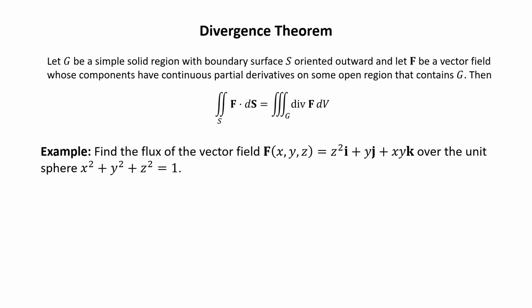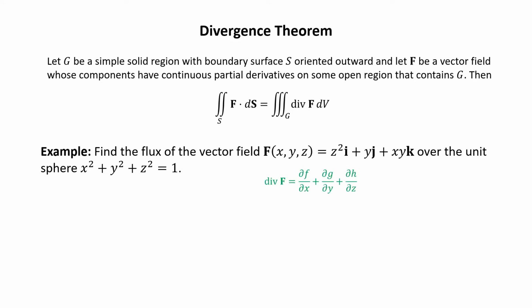Go ahead and pause the video, try this example yourself, and then resume the video to check your answer. Find the flux of the vector field F of x, y, z equals z squared i plus y j plus xy k over the unit sphere x squared plus y squared plus z squared equals 1.